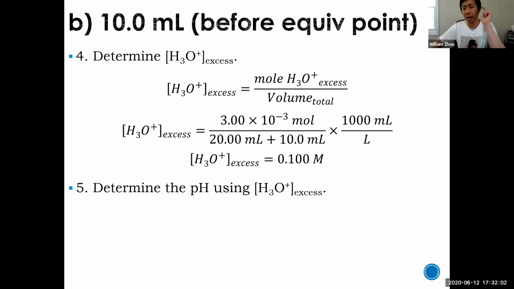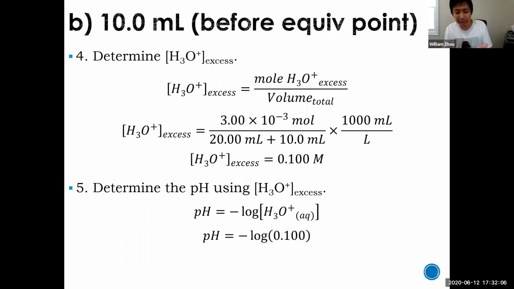So now, negative log of this is the pH. Okay, you don't even need a calculator for this. This is 1. So pH is 1.000. 3 decimals for the pH because of 3 sig figs in your reactant. Does that make sense, guys? Then you're finished. The pH after you add 10 milliliters is 1. So questions?